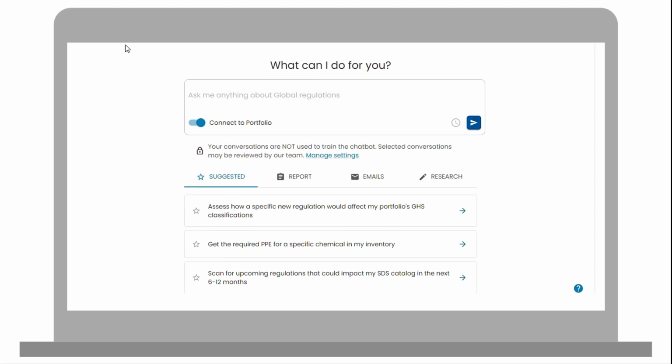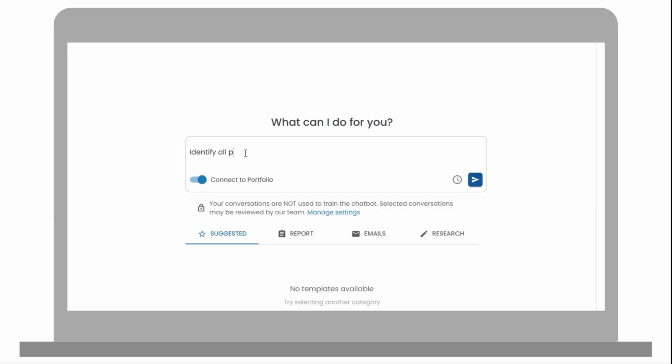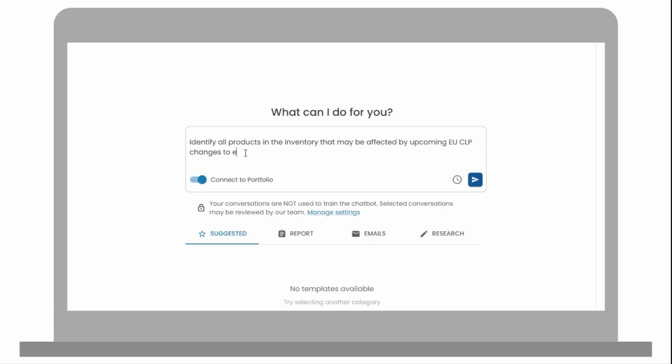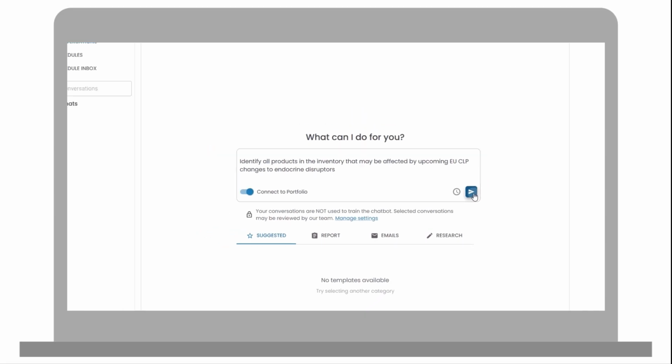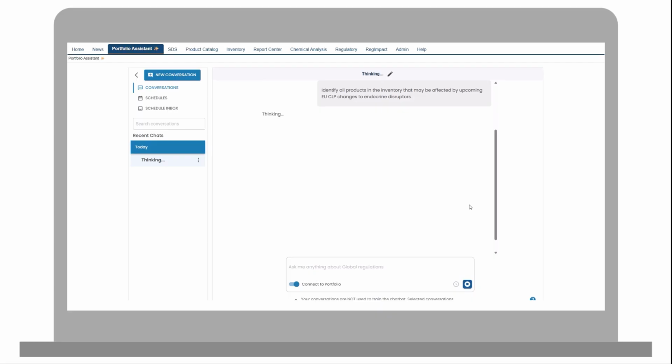Teams can choose from a library of suggested, predefined prompts, or they can enter custom, natural language prompts to address specific compliance questions. For example, the regulatory professional needs to identify every product in their inventory that may be affected by upcoming EU CLP changes to endocrine disruptors, one of the most significant chemical regulatory changes in recent years. They enter the question in plain language.